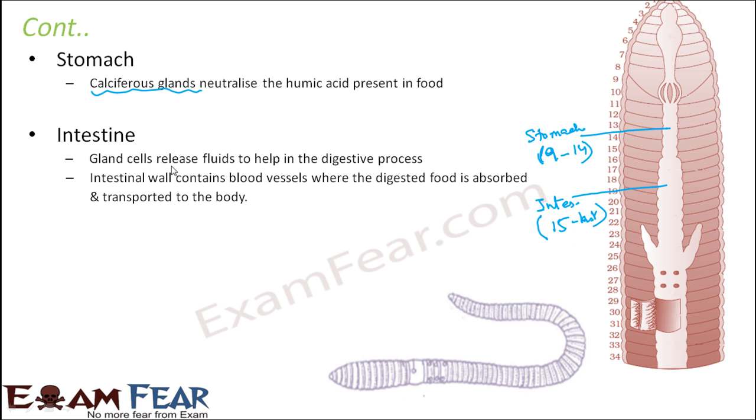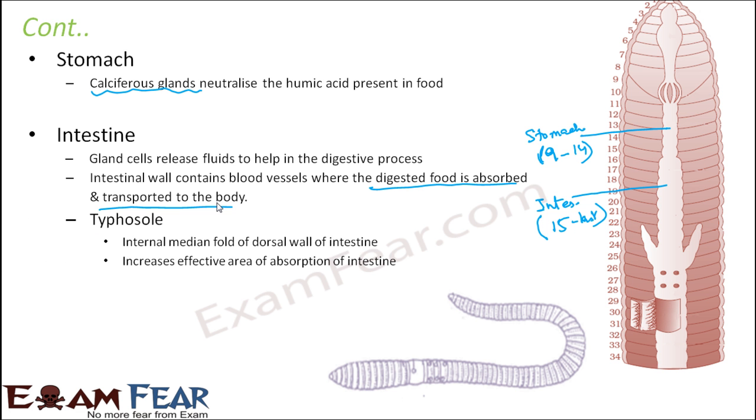Other than that, the intestinal wall contains blood vessels where the digested food is absorbed and transported to the body. So that is also very, very important. That is our main purpose of eating. We eat food so that we get energy. So that energy will come only when the digested food is absorbed, and then that energy is transported to the body. So that also happens in the intestine with the help of the blood vessels present on the walls of the intestine.